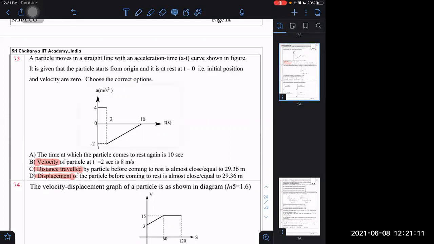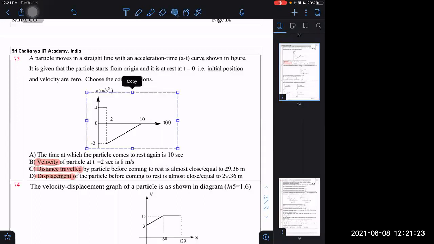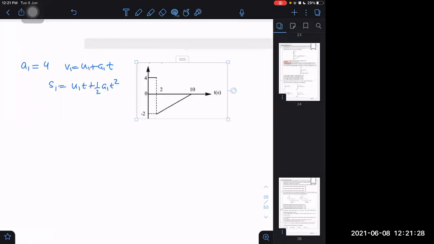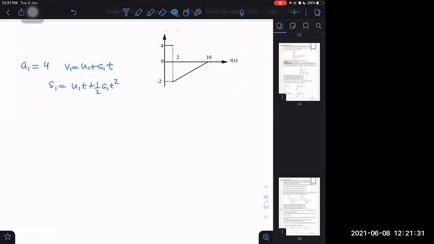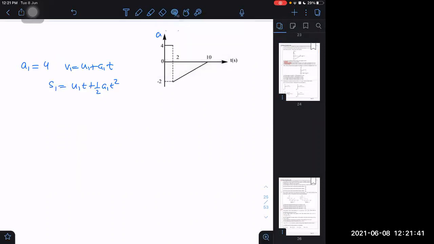Just think. You also think how to do this one. Can you think about it? How to do? Sir, can we find A as a function of time? Yes, that only is the option. The first case is simple. In the second case, we have to find acceleration as a function of time. How to find it? A equal to mx plus c, sir. Yes, the equation of a straight line.